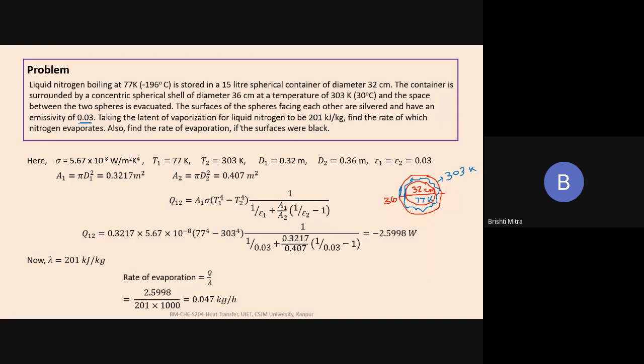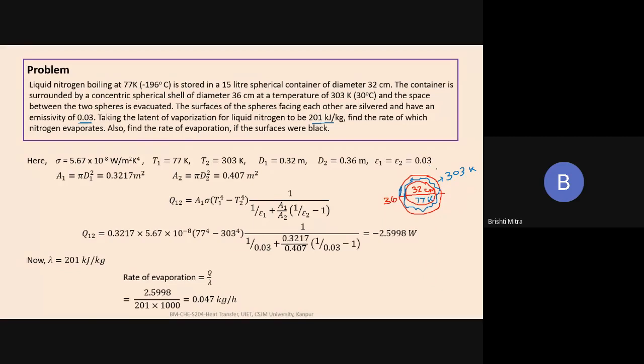Now, if the latent heat of vaporization of liquid nitrogen is 201 kilojoule per kg, find the rate at which nitrogen evaporates. So some loss of energy will definitely happen due to radiation. We have to see how much nitrogen will evaporate because of the heat that is entering the system. Also find the rate of evaporation if the surfaces were black. Instead of silver, if it was black, we can find out how much heat will enter the system. So for this, the first one is obviously not a black body. So these are gray bodies, or non-black bodies as we can call them.